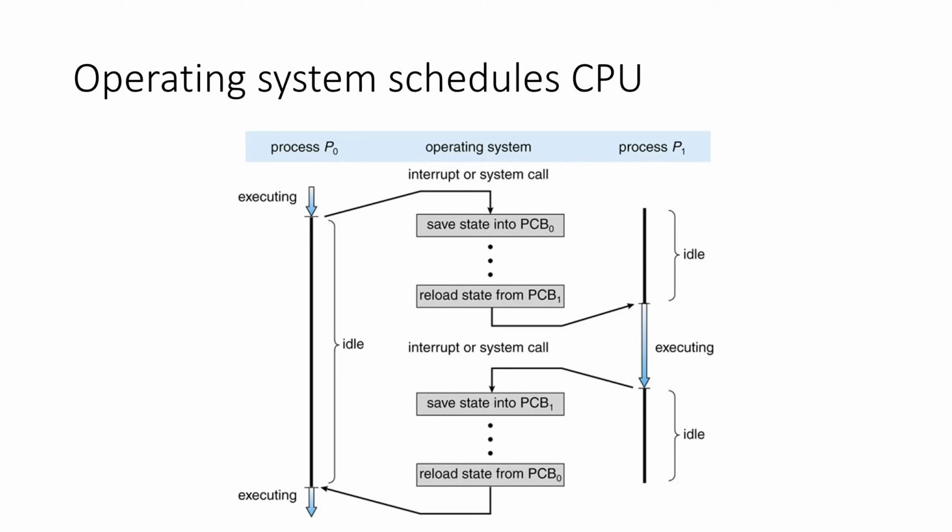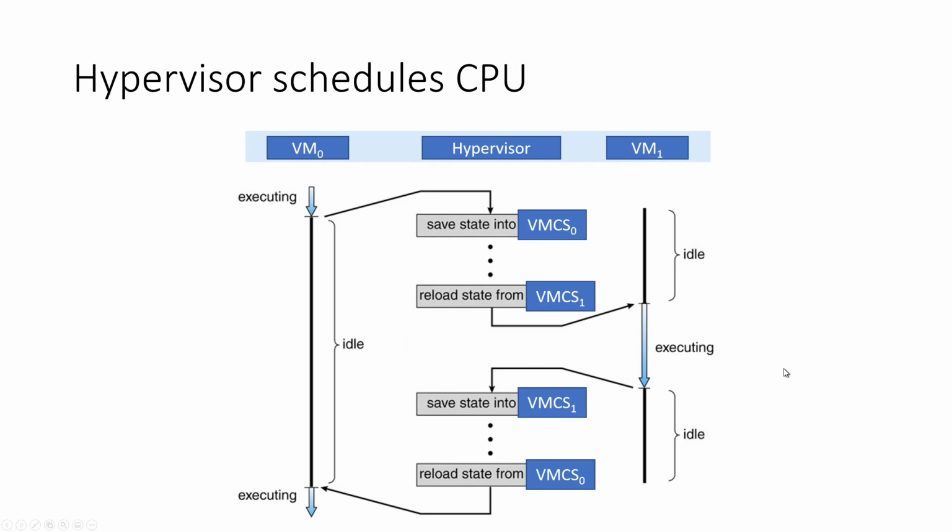So this is the figure we've seen before when explaining how the operating system schedules the CPU across different processes. And this is the same figure explaining how the hypervisor schedules the CPU between different VMs. So we can make a parallel.